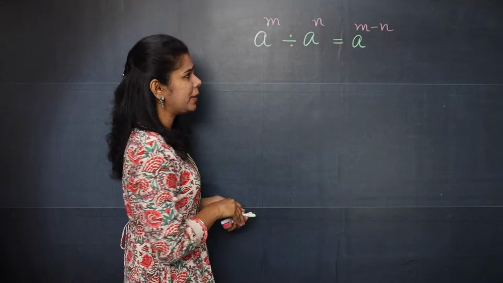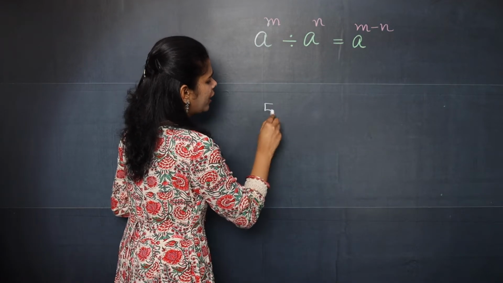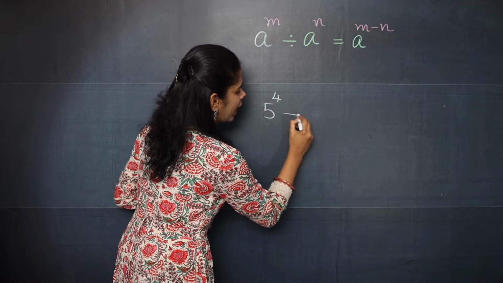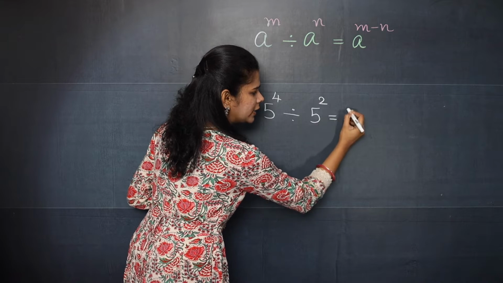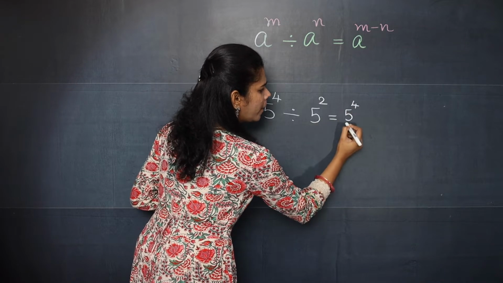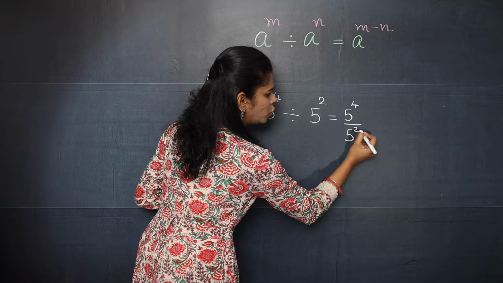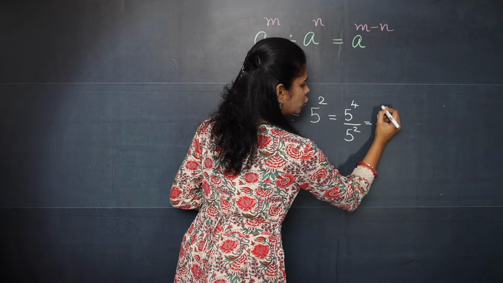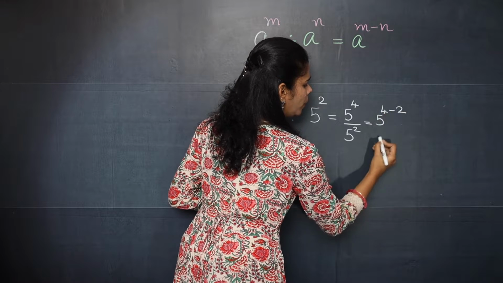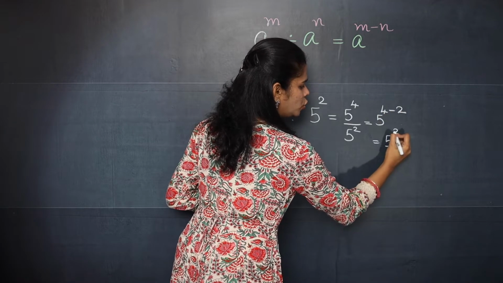Now let us see some examples. 5 raised to 4 divided by 5 raised to 2. So here you will write it as 5 raised to 4 divided by 5 raised to 2. You can skip this step. So this is equal to 5 raised to 4 minus 2, which is equal to 5 raised to 2.